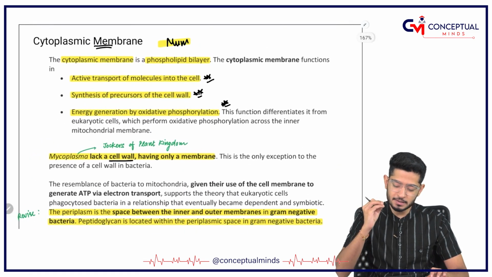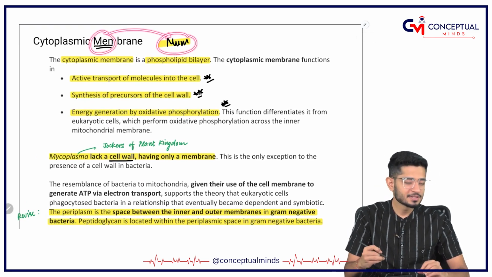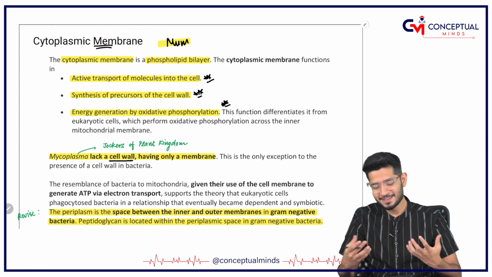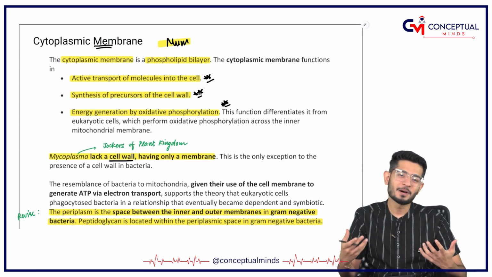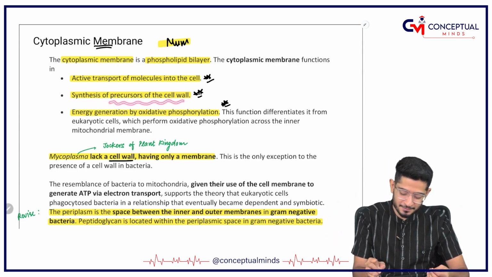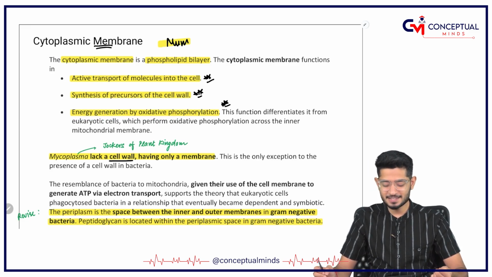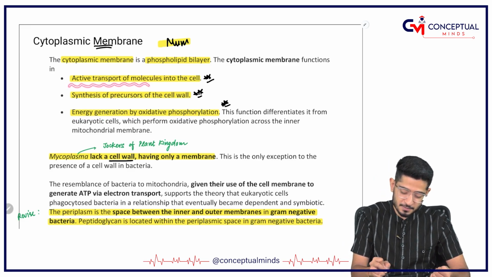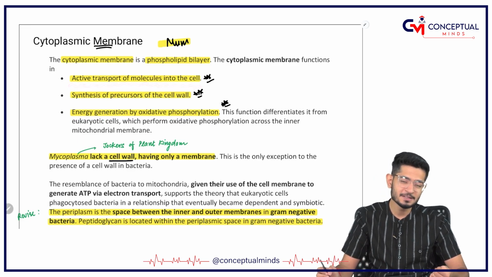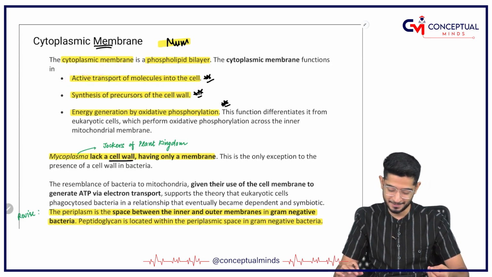Coming on to a small little discussion about the cytoplasmic membrane. So remember, mem is just like mum, just like your mum. Cell membrane, cytoplasmic membrane is also mum. So mum does what? Mum is the precursor. Okay, so she is a precursor for the cell wall synthesis. She is the most energetic member of your family. So cell membrane does the energy generation by oxidative phosphorylation, and it is responsible for active transport of molecules into the cell. Because she is active, so what she'll do? She'll transport the molecules actively.